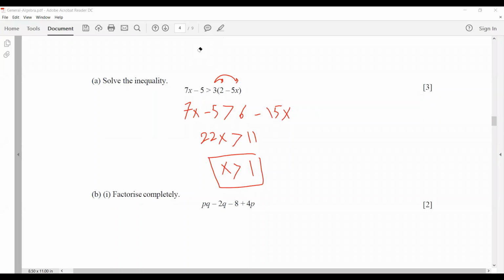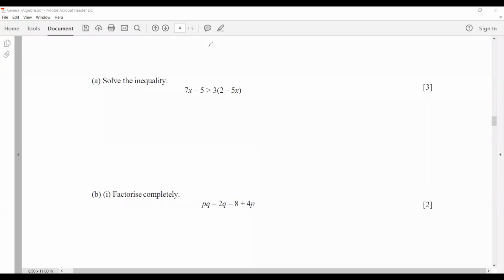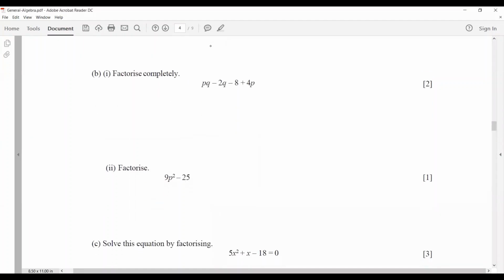Factorize completely. So we have 4 terms. Guys, this is a very common question, and it shows up frequently if you see the past year paper questions, mostly paper 2. So you have to use grouping technique. So the first 2 terms, you take it together, the last 2 together as well.